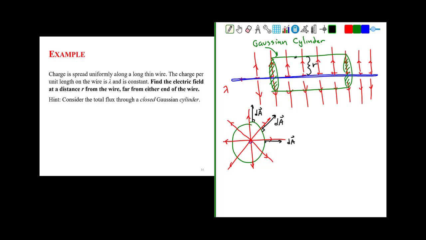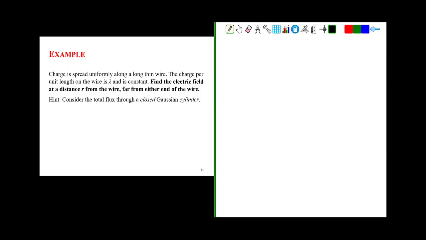Well, now that we can see that the line of charge and therefore the electric field has cylindrical symmetry, let's apply Gauss's law. Gauss's law says that the electric flux through a closed surface is equal to the amount of charge enclosed by that surface over epsilon naught. Well, let's draw what we mean.